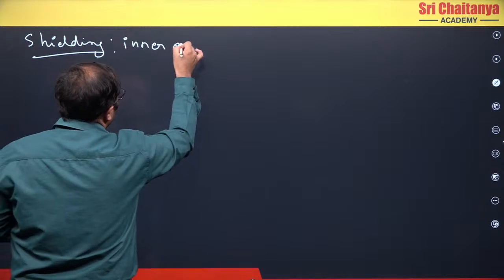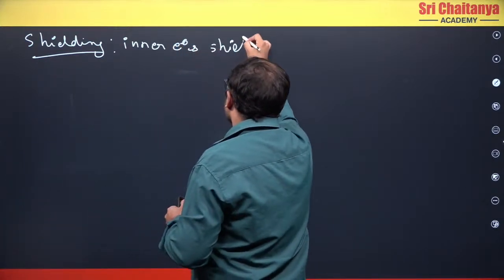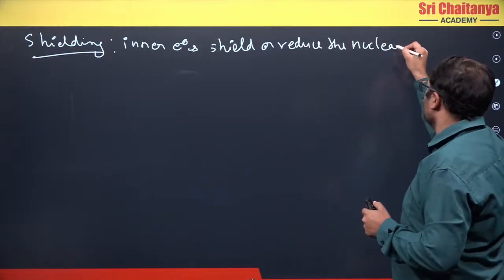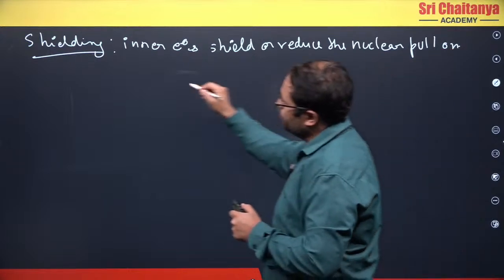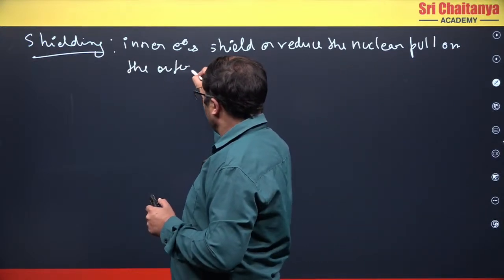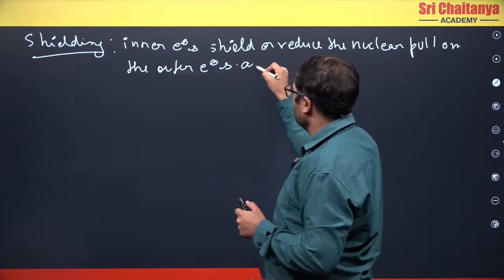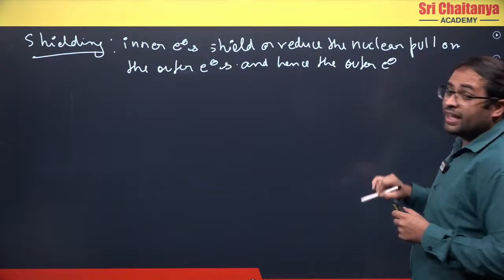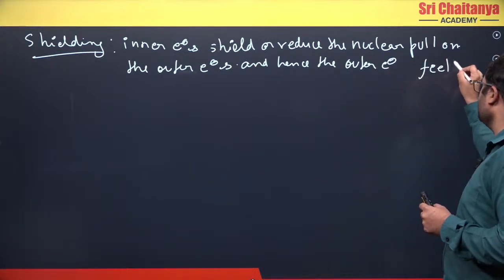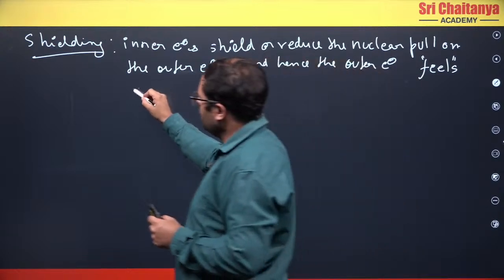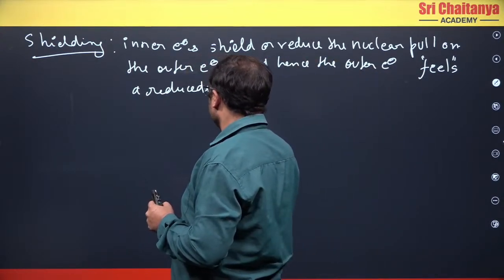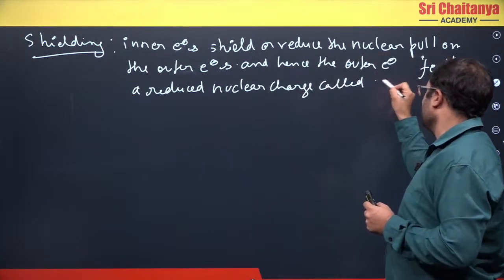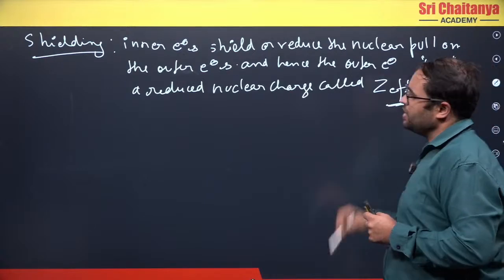Inner electrons shield or reduce the nuclear pull on the outer electrons, and hence the outer electron feels, the word I am saying is feels, a reduced nuclear charge called Z-eff, where eff means effective.